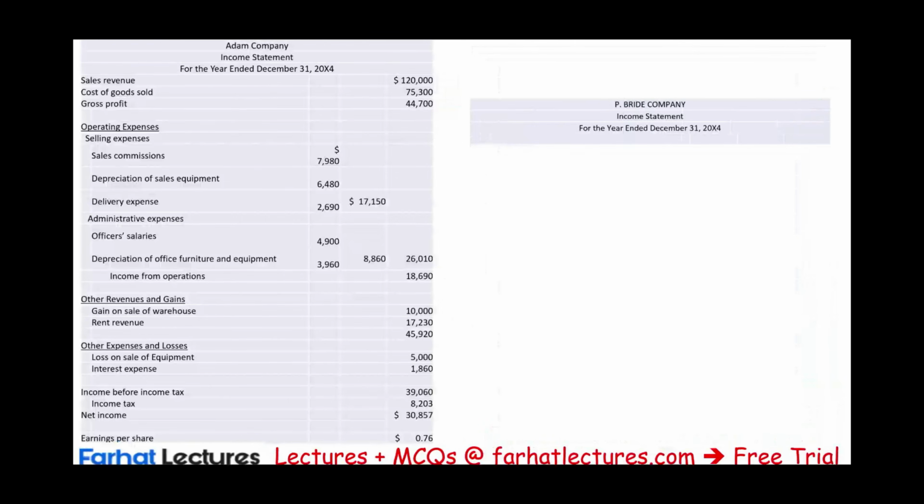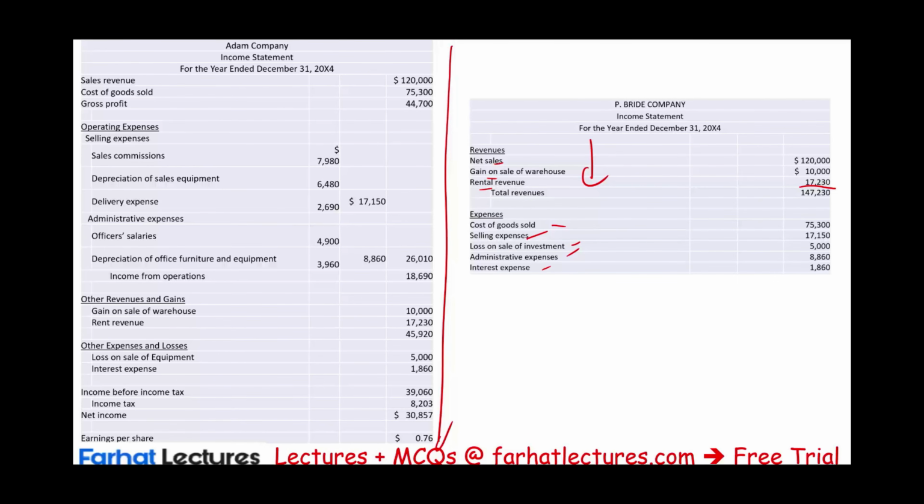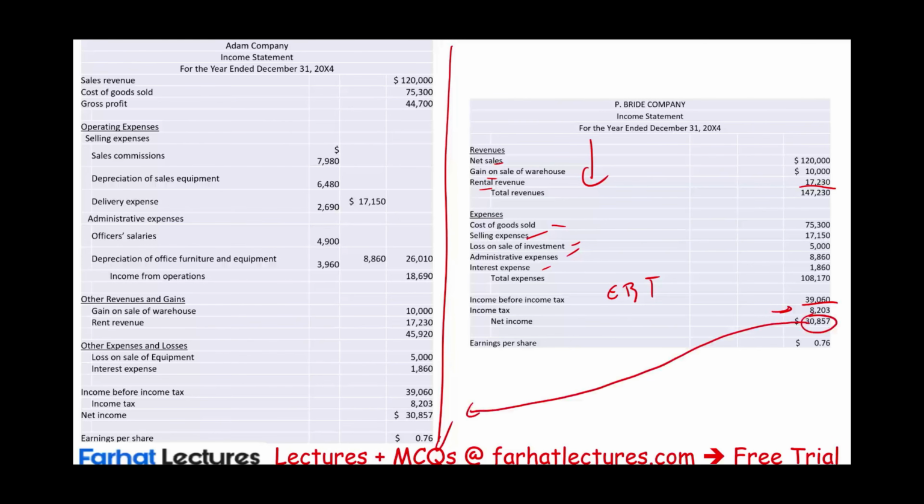Now, why am I showing you this? I keep saying multiple step because we could have a multiple step income statement, and we could also have a single step. What's a single step? Well, you list all the revenues and gains together: net sales, gains, and rental. Then we list all the expenses together: cost of sales, selling, loss, administrative, interest, all the expenses together. We just keep tax separately. Then we get to EBT, earnings before taxes. Then we deduct the taxes. Then we come up to net income. Net income is the same for both companies.